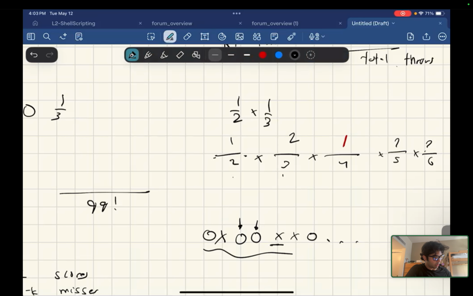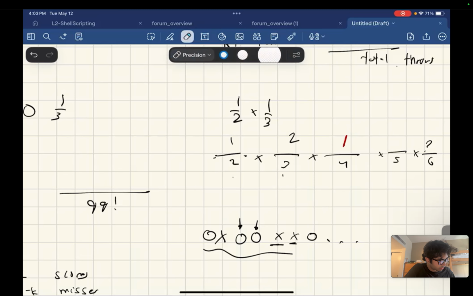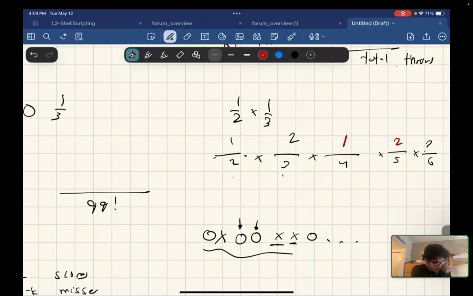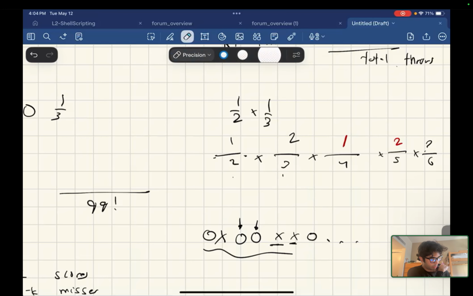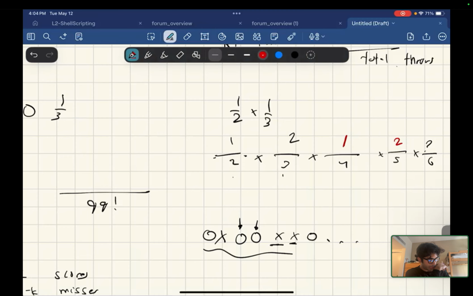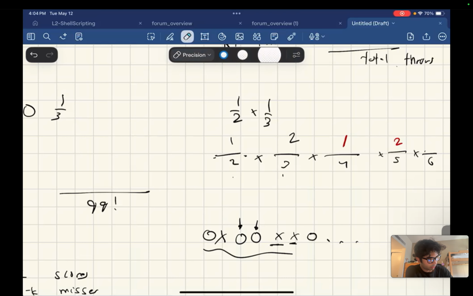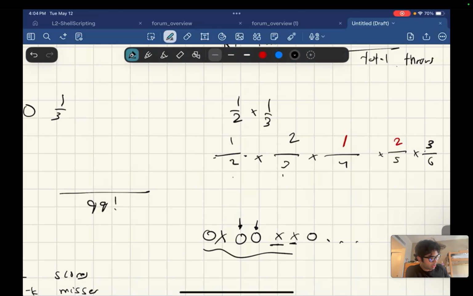Then again, the next one here had a probability of missing of 2 out of 5. And this one, right, the next one was a make, and it had a probability of making of 3 over 6. If you notice, this is a make, and the reds were the misses.